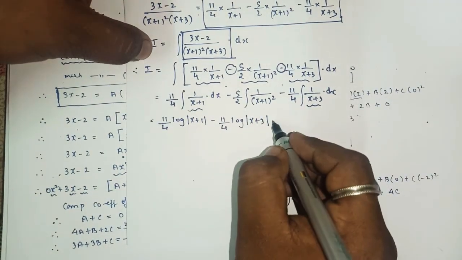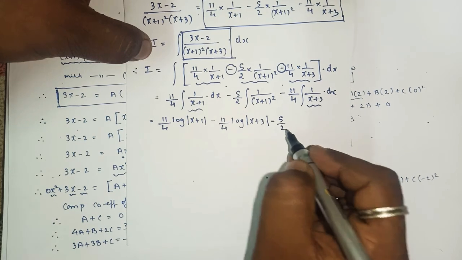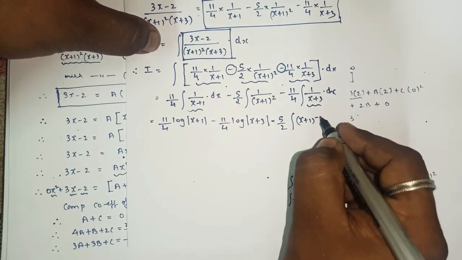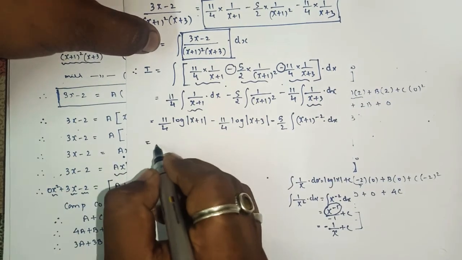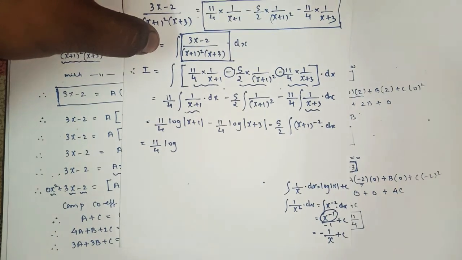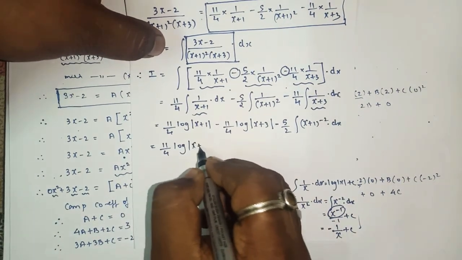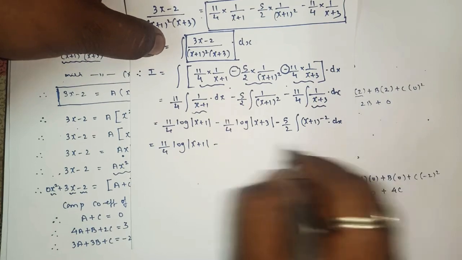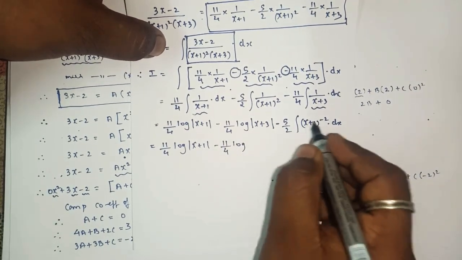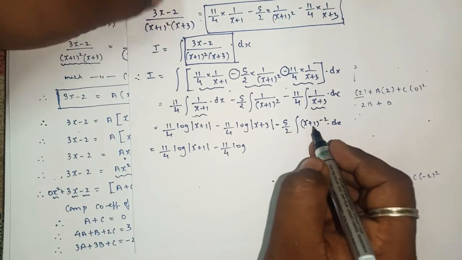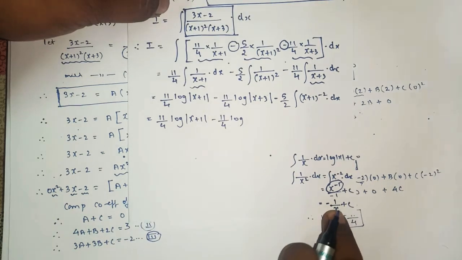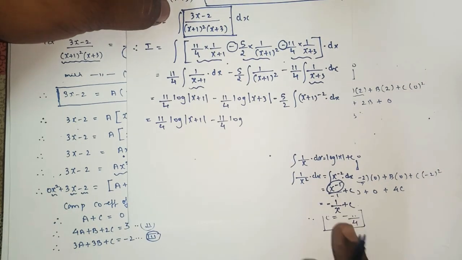So what about this section? Minus 5 by 2, this can be written as x plus 1 the whole raised to minus 2 into dx. 11 by 4 log, yes or no, x plus 1. Don't write plus c, after this integral we'll write plus c. Okay, 11 by 4. If you want you can solve this section also directly, without showing this step, as we know that here you will get minus 1 upon x. Yes or no?